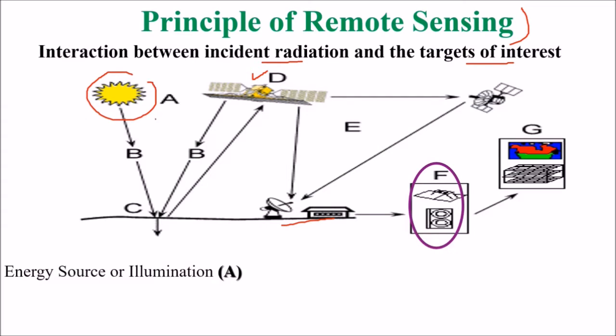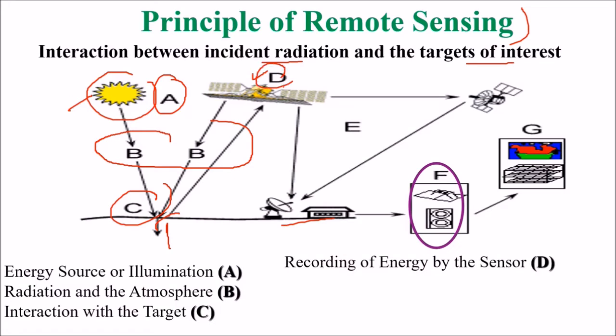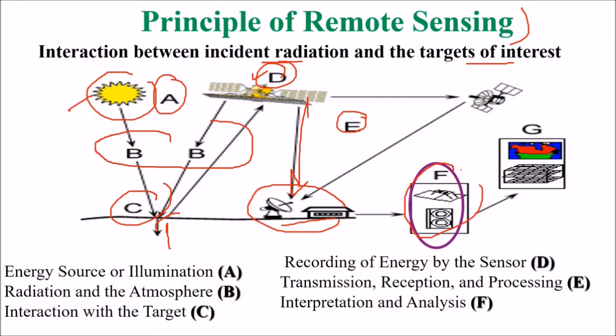A is the source of illumination. In passive remote sensing, it is the sun. In active, it can be radar. This is our atmosphere. This is the interaction with the target. Here we have the target, and then this one is the recording of energy by the sensing device. This one is the transmission, reception, and processing. Here we do the interpretation and analysis, and finally certain applications for strategic or decision-making purposes.